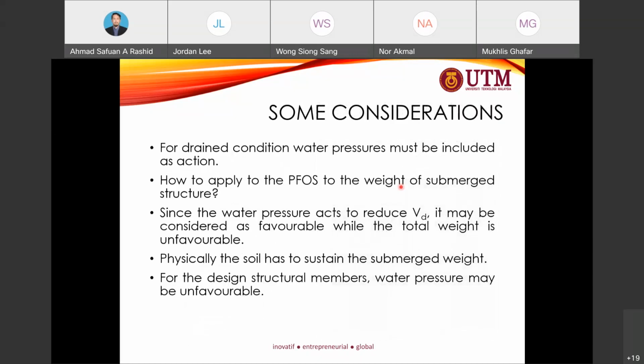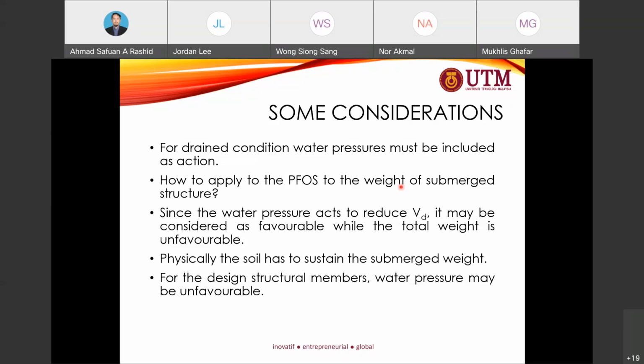For some considerations, for drained condition, water pressure must be included as an action. How to apply the partial factor of safety to the weight of the submerged structure: since the water pressure acts to reduce BD, it may be considered as favorable while the total weight is unfavorable. Favorable is the load from which we gain benefits, while unfavorable is any weight that we are not favored by.